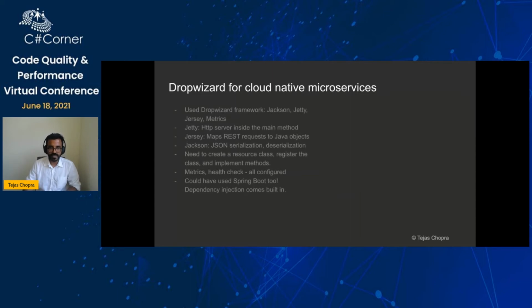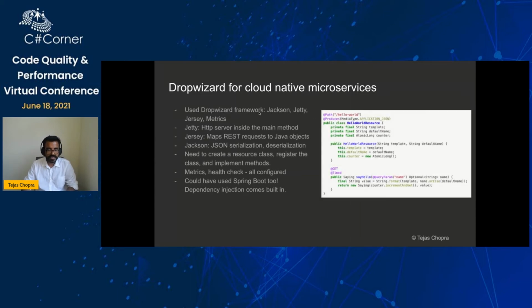I was talking about Dropwizard. So Dropwizard is a collection of services. It's also a framework, but it's mostly a collection of libraries like Jackson, Jetty, Jersey, and Metrics. Jetty enables an HTTP server to be embedded inside the main method. Jersey maps the REST requests to Java objects, and Jackson allows JSON serialization and deserialization.